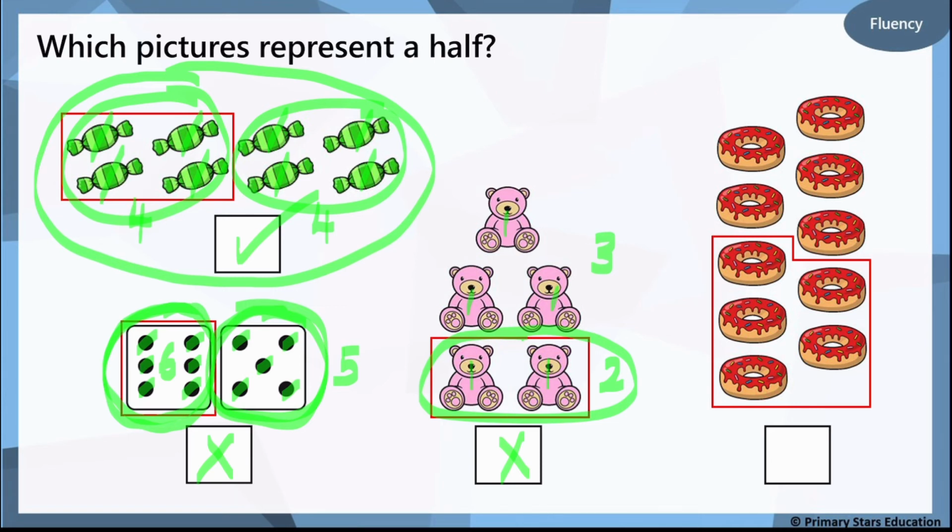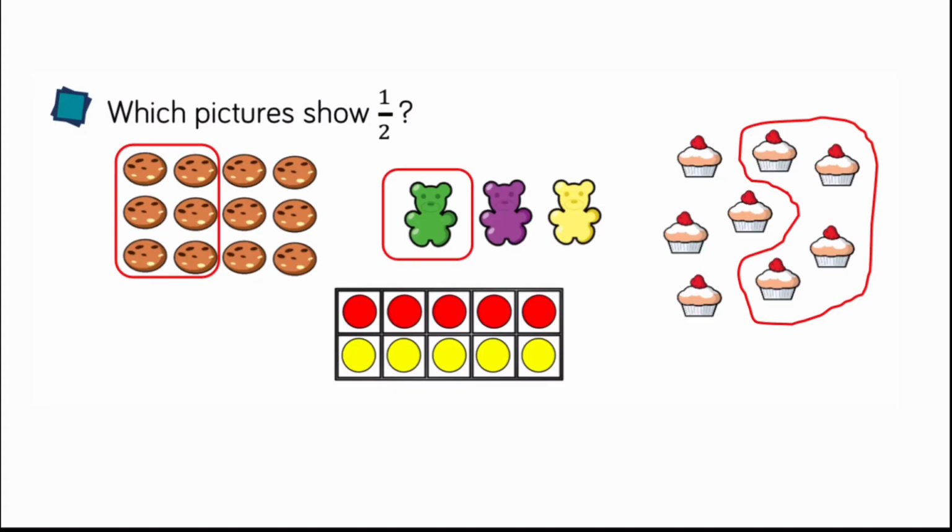Our donuts, so we've got 1, 2, 3, 4, 5 in this part. 1, 2, 3, 4, 5 in this part. Are they equal parts? Yes. So is it a half? Yes. Well done, year 2. Okay, I want you to pause the screen here and work through this slide on your own. Which pictures show half?